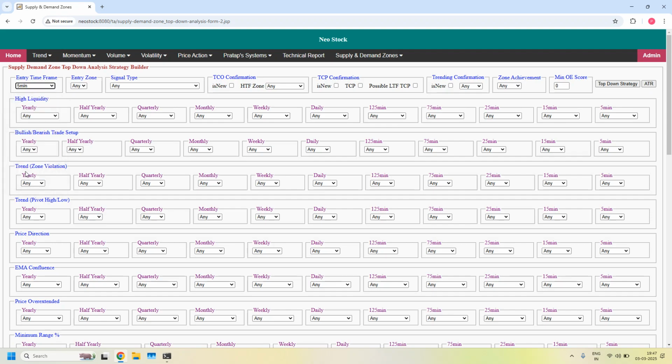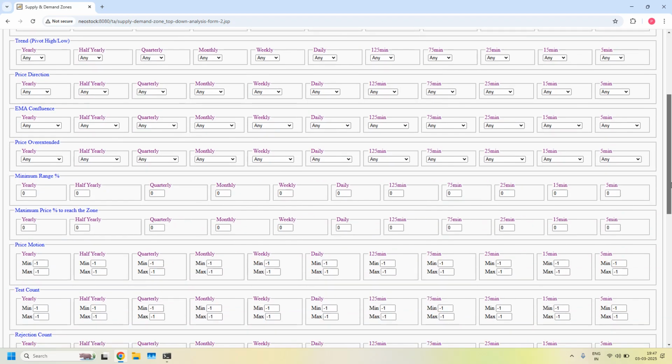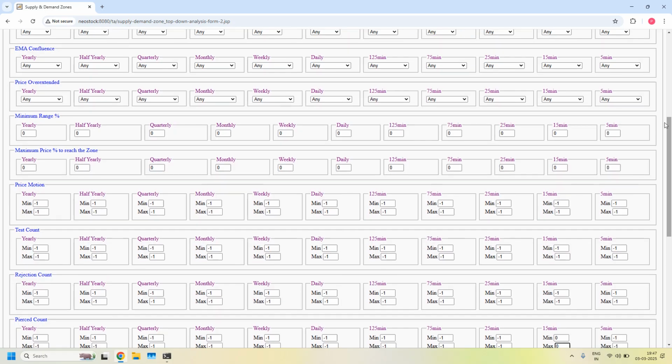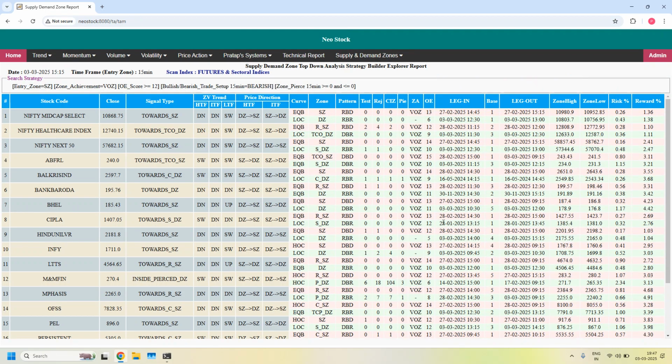Entry time frame is 15 minutes. Entry zone is supply zone. In bullish or bearish trade setup at 15 minutes, I am selecting bearish. Zone achievement should be violated opposing zone. Minimum odd and hands score should be 12. And the 15 minute supply zone should not be pierced. So in the pierced count at the 15 minutes time frame, I am setting minimum value 0, maximum value 0. With these filters, we got 20 stocks.